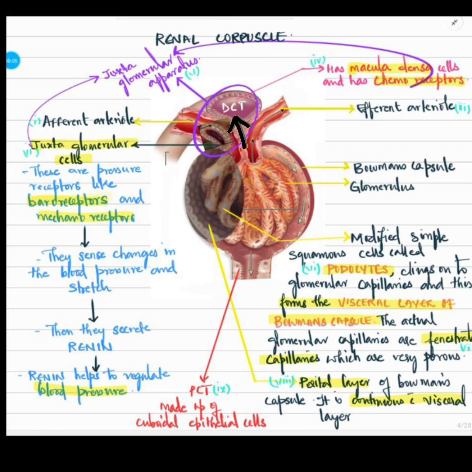The distal convoluted tubule has another special type of cells called macula densa cells, which has chemoreceptors. These chemoreceptors present in macula densa cells of DCT, and the baroreceptors and mechanoreceptors present in juxtaglomerular cells of afferent arteriole are together called as juxtaglomerular apparatus.